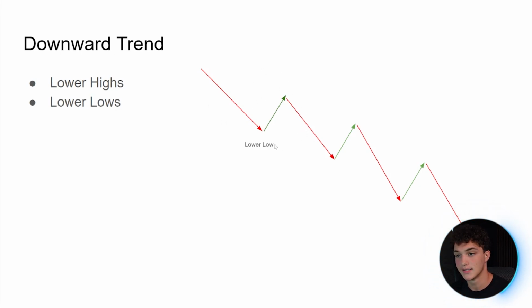So once again, we can see there's lower highs and lower lows. This low is lower than this low. This high is lower than this high. This low is lower than these previous lows. Every time it makes a move lower, there is a lower low and a lower high. So as you guys can see, this is basically how we can find downtrends.